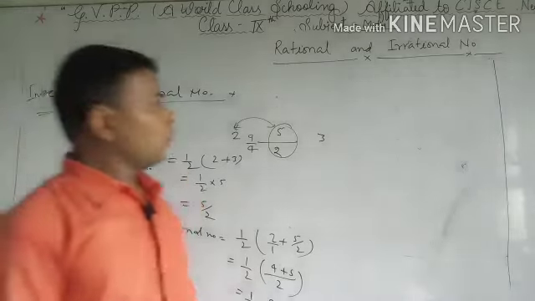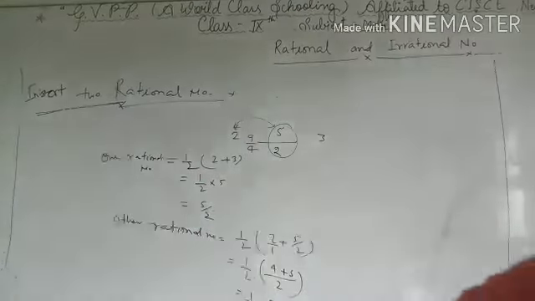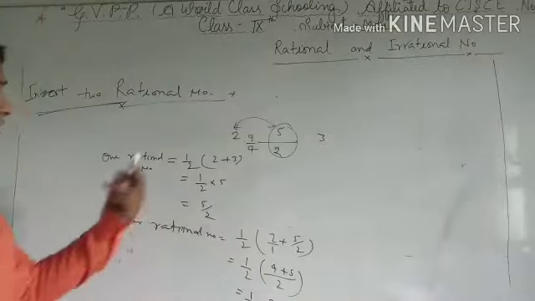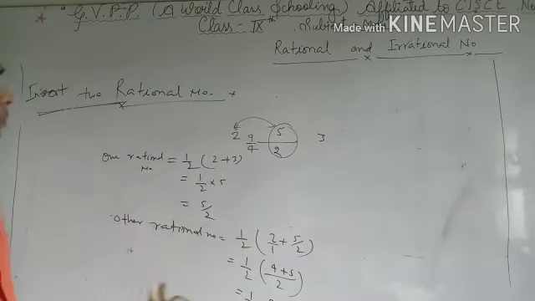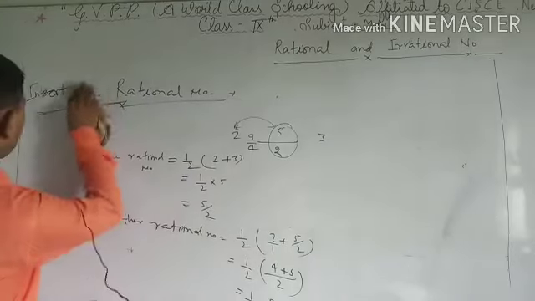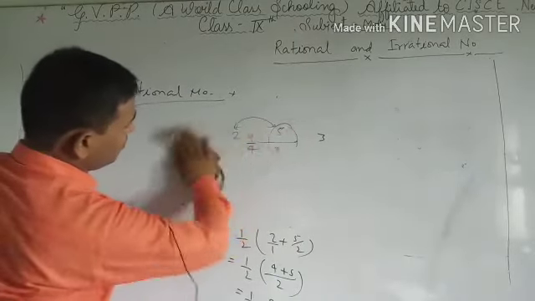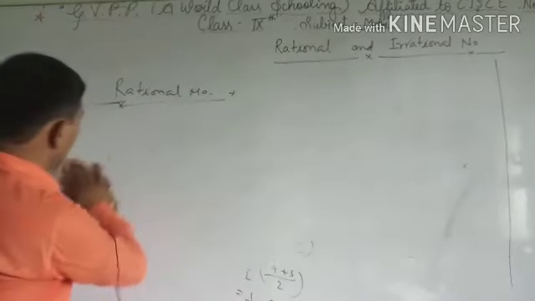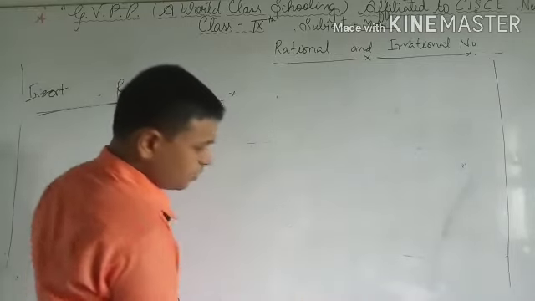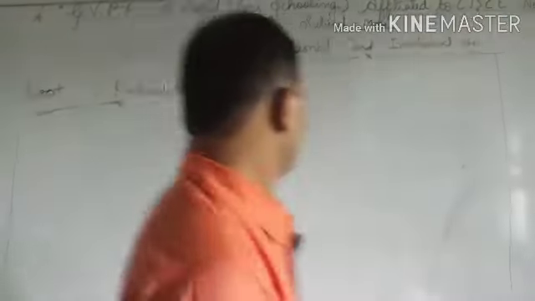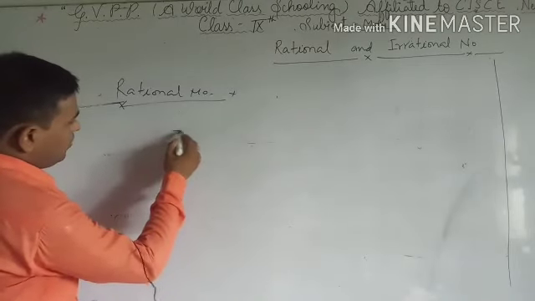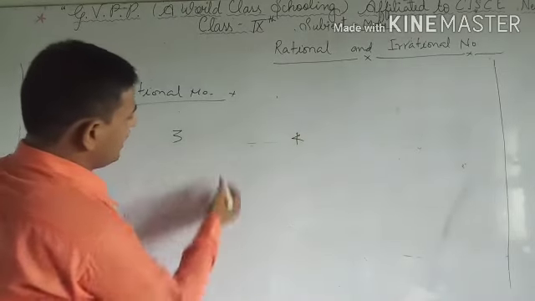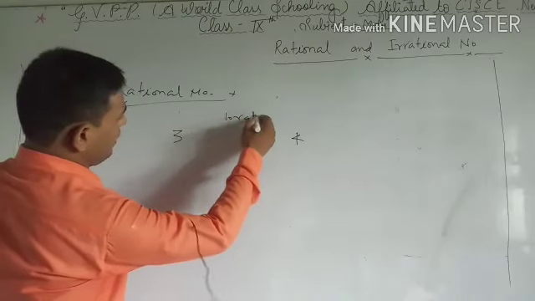Now if you have to insert more than 3, 4, 5 or 6, 7 rational numbers, then I am going to tell you the important formula. By using that, you can insert a lot of numbers between any two rational numbers. Suppose you have to insert 10 rational numbers between 3 and 4.